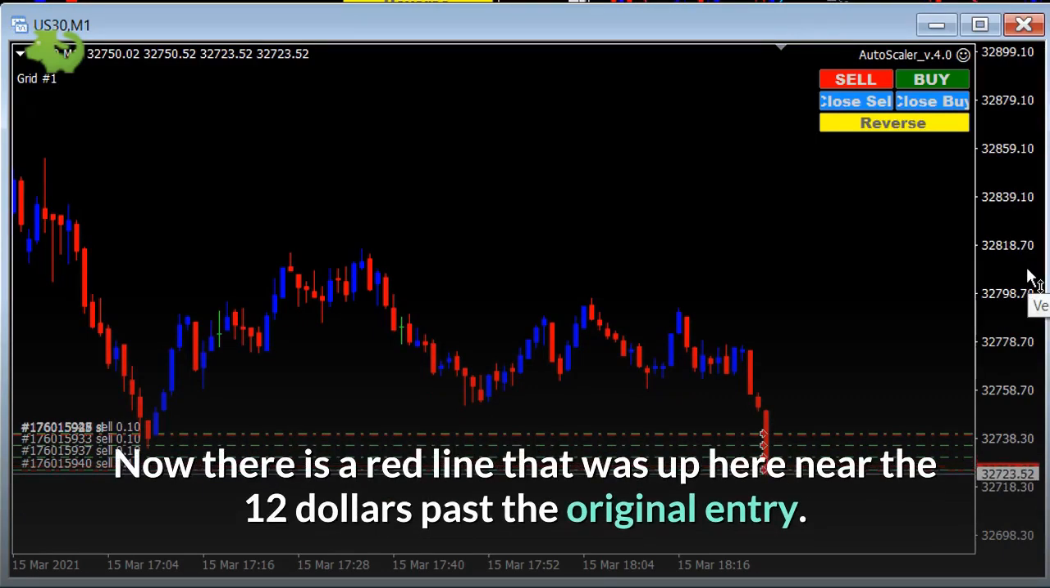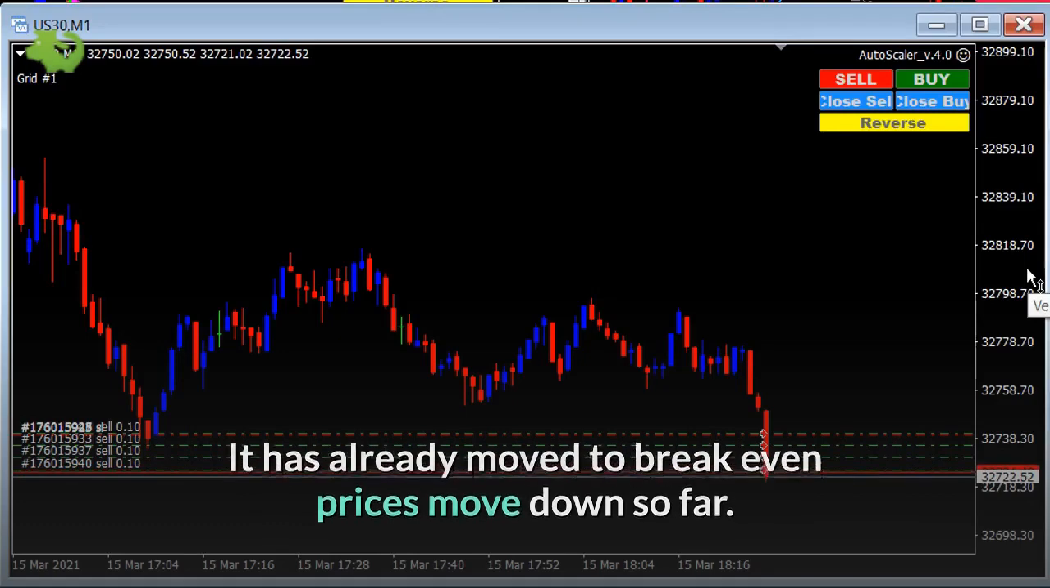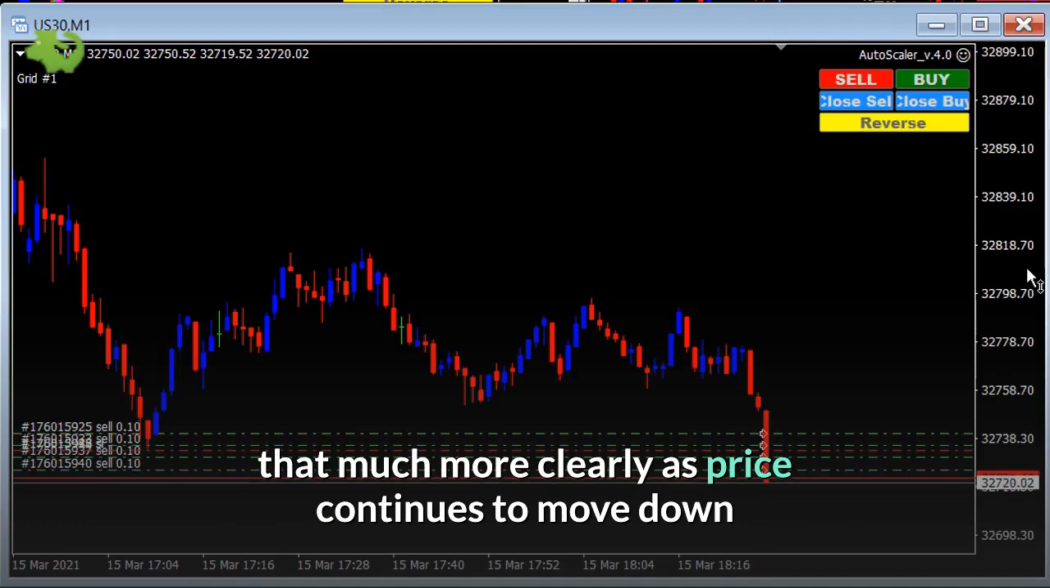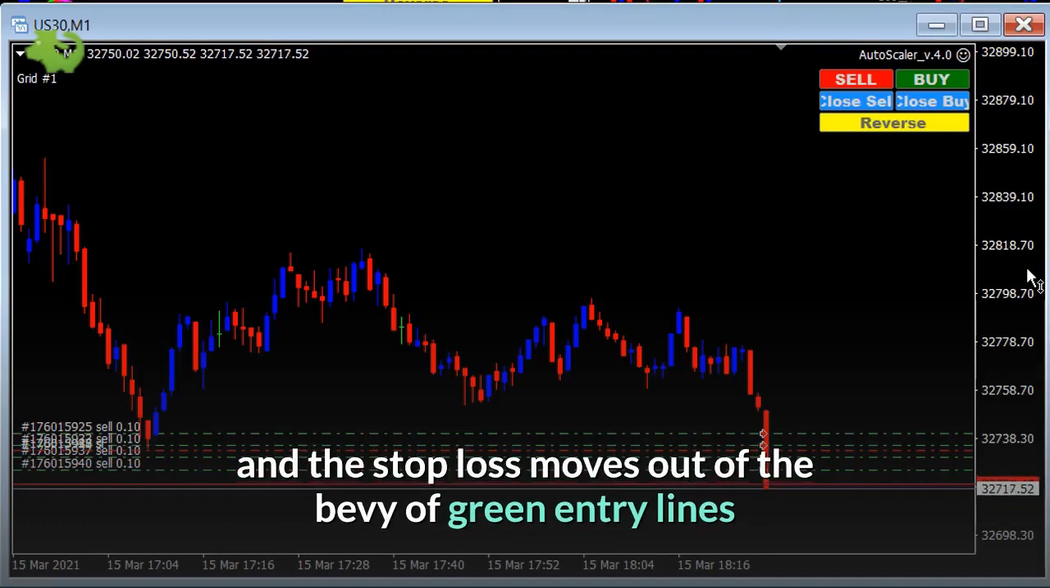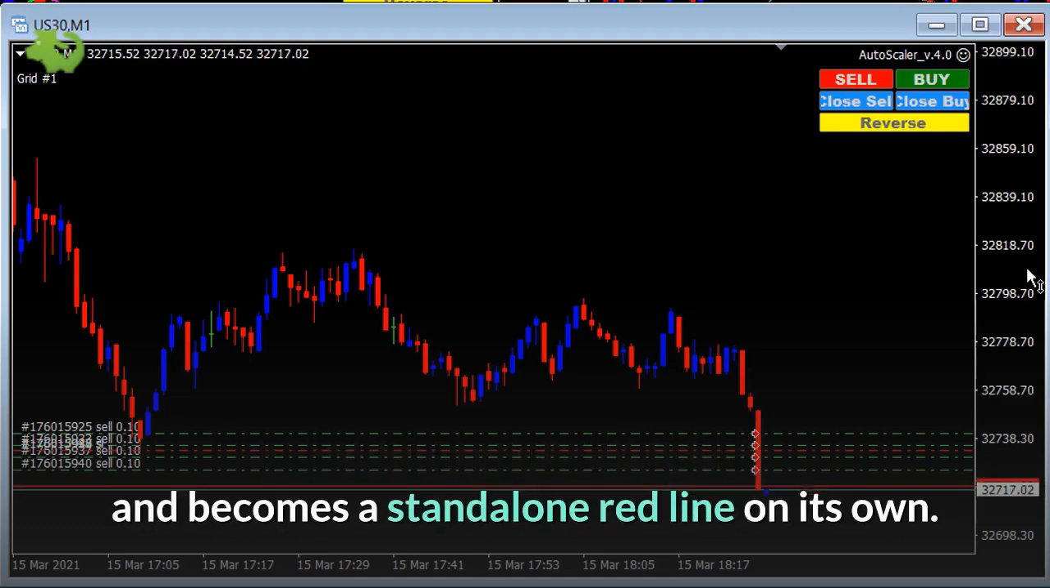Now, there is a red line that was up here near the $12 past the original entry. It has already moved to break even. Price has moved down so far, we're already dragging the stop loss. Now, you're going to see that much more clearly as price continues to move down and the stop loss moves out of the sort of bevy of green entry lines and becomes a standalone red line on its own.